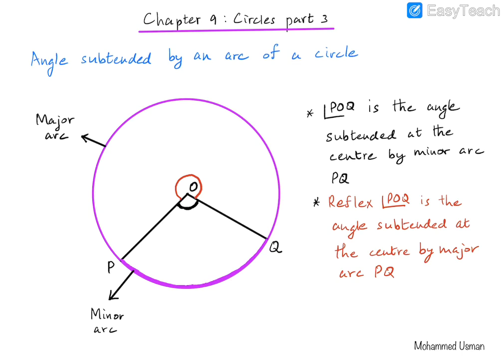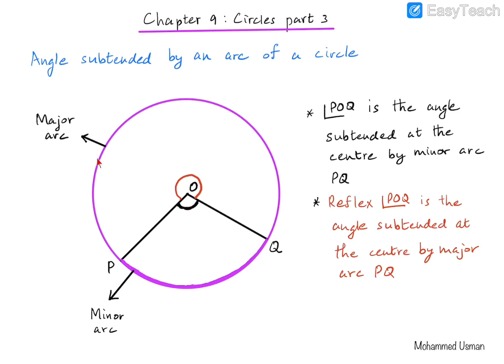Now we have to distinguish between two arcs. The smaller segment of the circle is called the minor arc. So if you look at this arc PQ, it is smaller compared to the other arc on the other side, which is much bigger. So the bigger arc is called the major arc and the smaller arc is called the minor arc. So the angle POQ, which is the black angle shown here, is the angle subtended by the minor arc at the center of the circle.